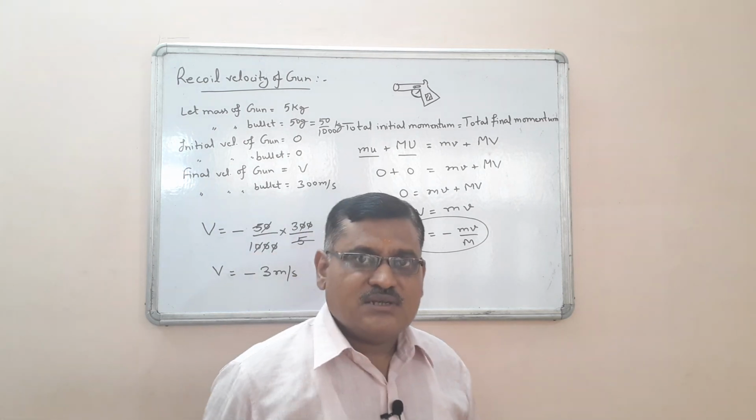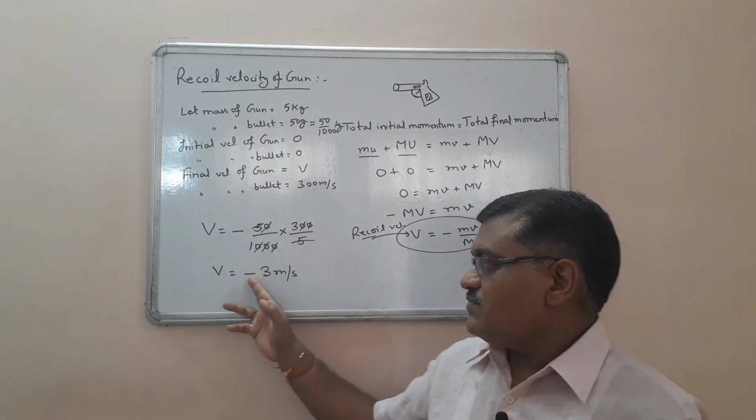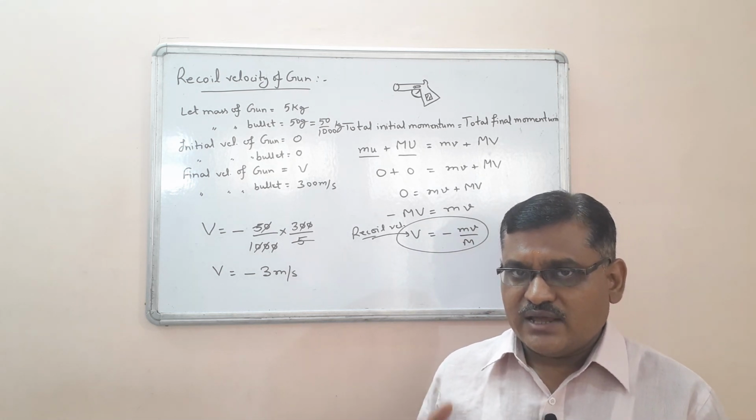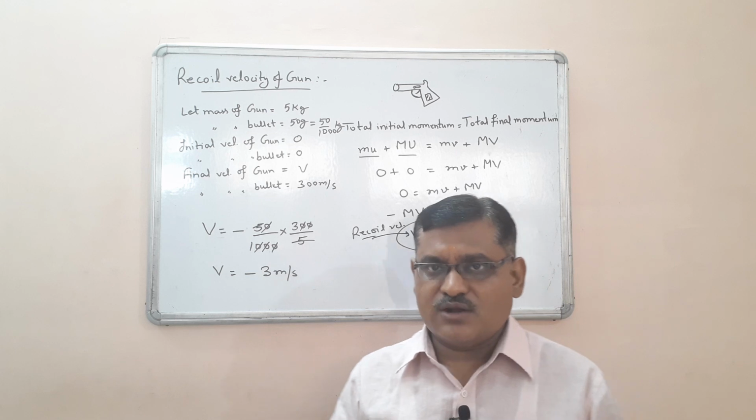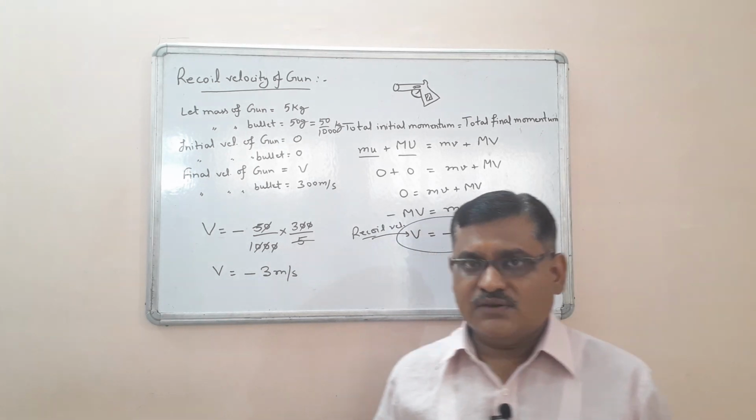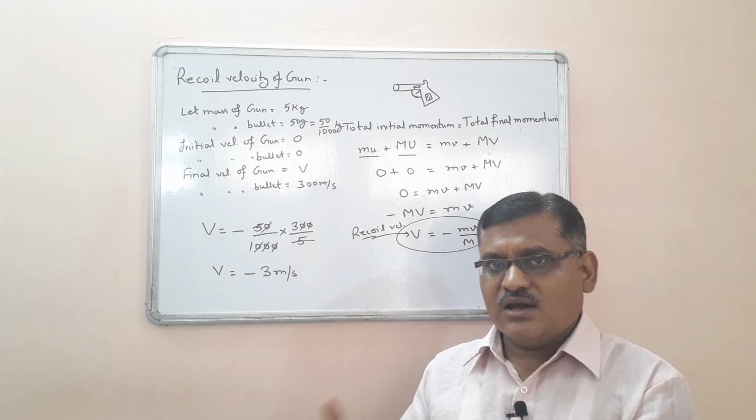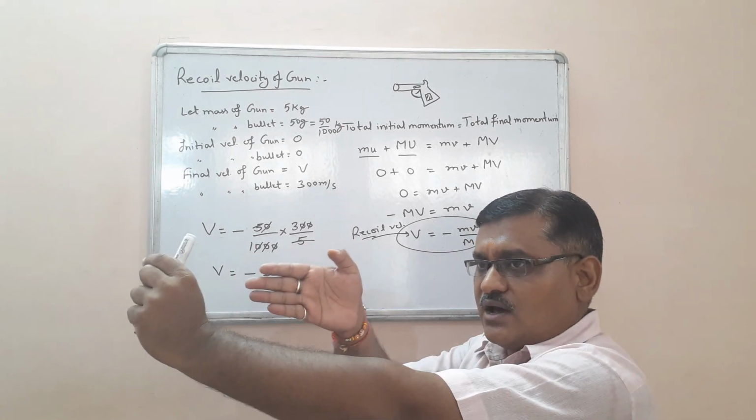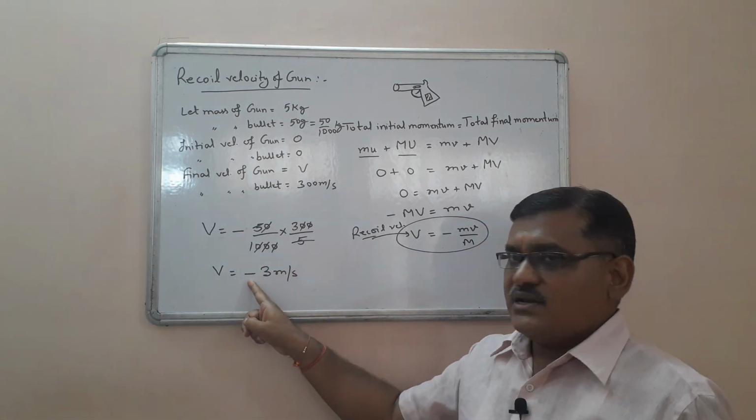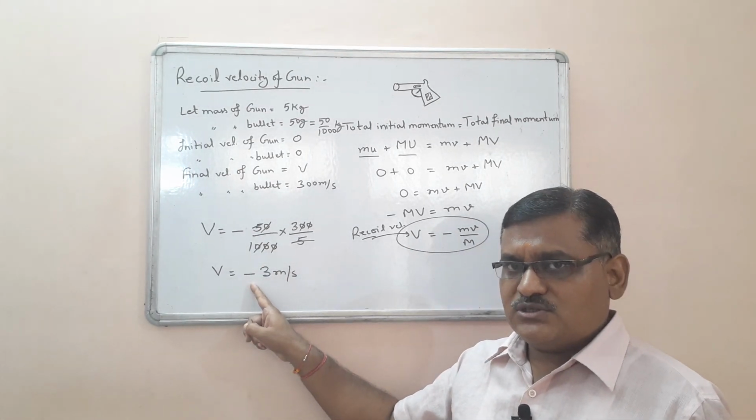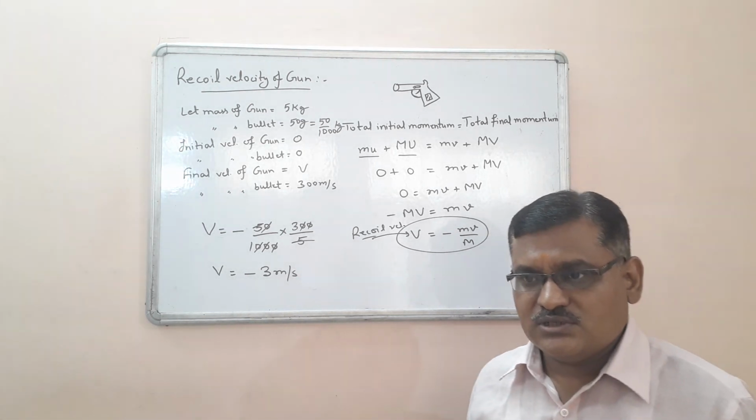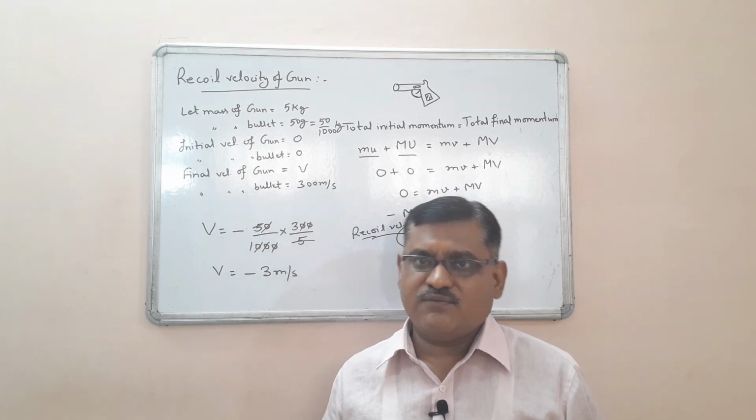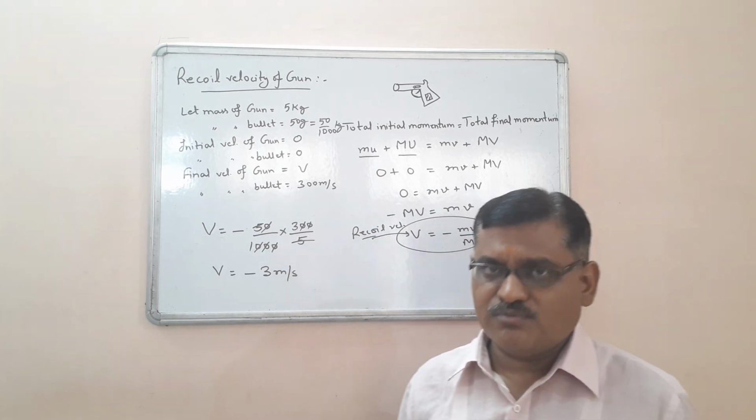So minus 3 meter per second, what is the meaning of this minus? The meaning of this minus is that the directions of the bullet and gun are opposite, meaning the direction in which the bullet is moving, the gun will move in the opposite direction. If the bullet is moving forward then the gun will move backward. So this minus sign indicates that it is always opposite, and the magnitude is 3 meter per second. In this way we can derive the formula, and we can solve some numericals based on this topic.